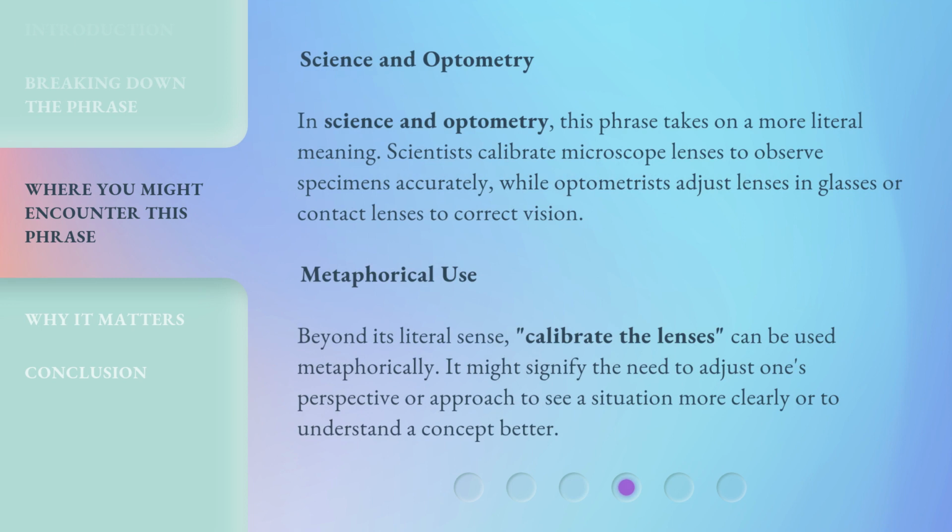Science and optometry. In science and optometry, this phrase takes on a more literal meaning. Scientists calibrate microscope lenses to observe specimens accurately, while optometrists adjust lenses in glasses or contact lenses to correct vision.